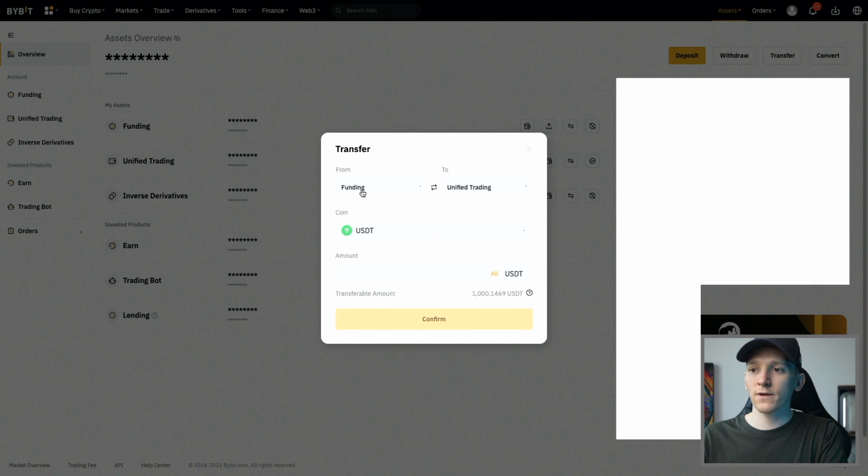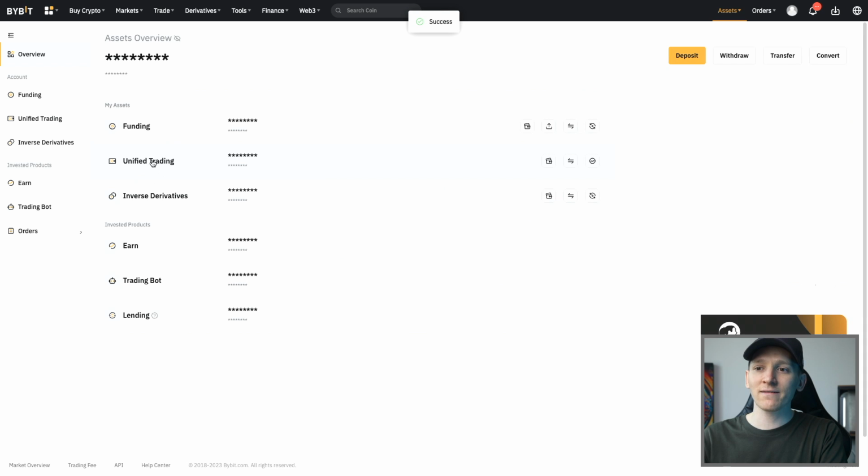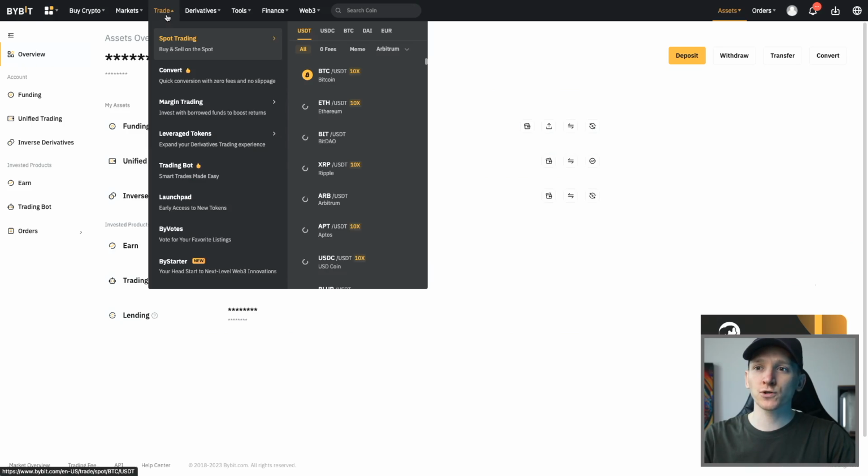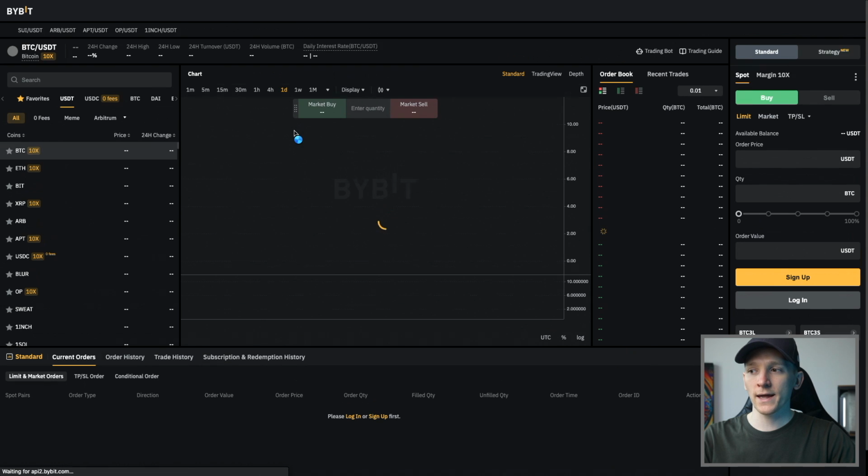So I'm going to click this funding and unified trading. Let's put $100 in and press confirm. That's an internal transfer. In order to trade in the spot market, you need assets in your unified trading account. And then when you want to deposit and withdraw from the platform, you have to transfer them back into your funding account to use them. Now that we have funds in the trading account, we can go ahead and use the spot trading market. Come up to trade, spot trading, and then we'll just come to the Bitcoin pair right here.